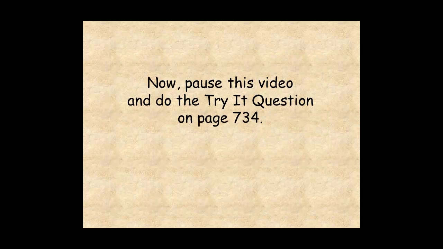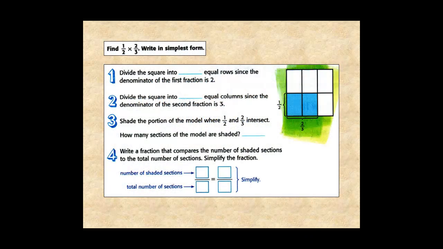Now pause this video and do the try it question on page 734. For the try it question, multiply 1/2 times 2/3. Divide the square into 2 equal rows, since the denominator of the first fraction is 2. Divide the square into 3 equal columns, since the denominator of the second fraction is 3.